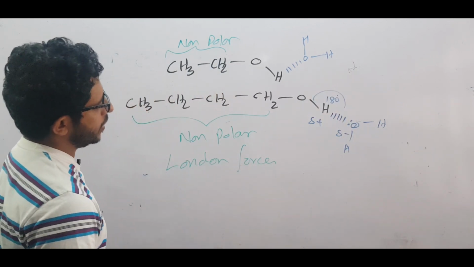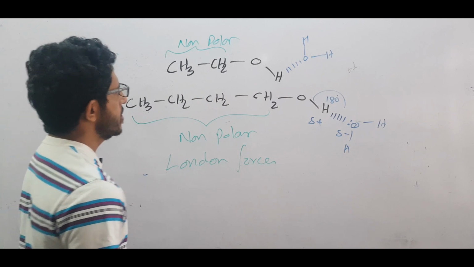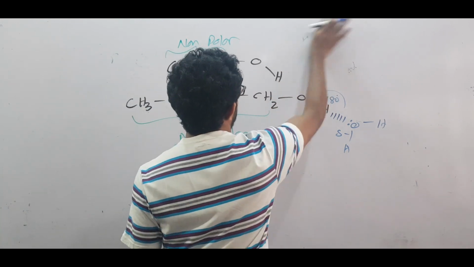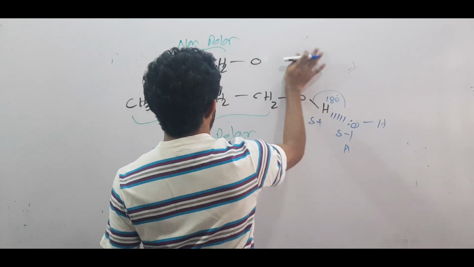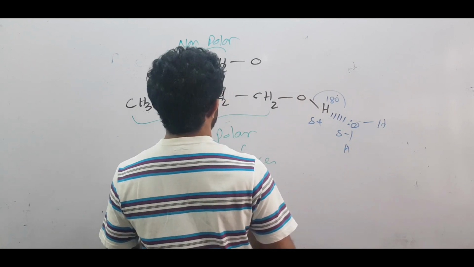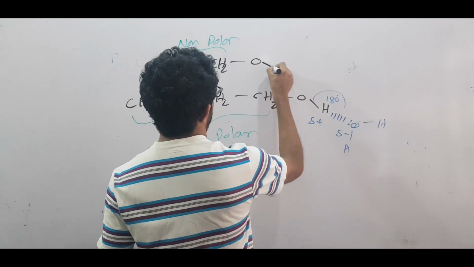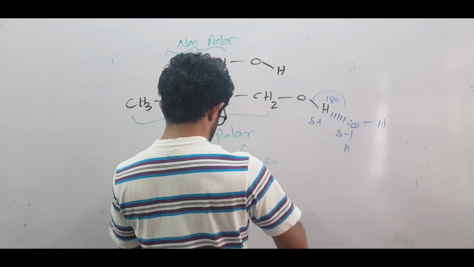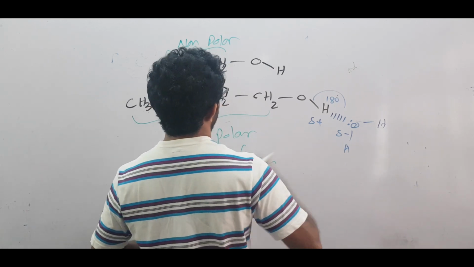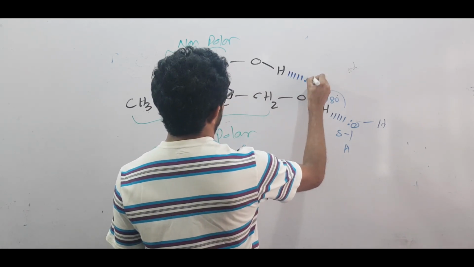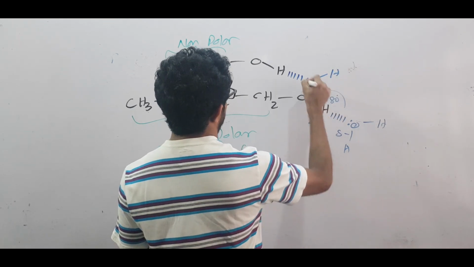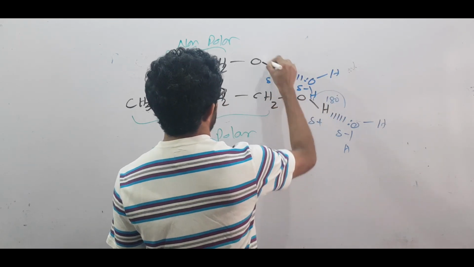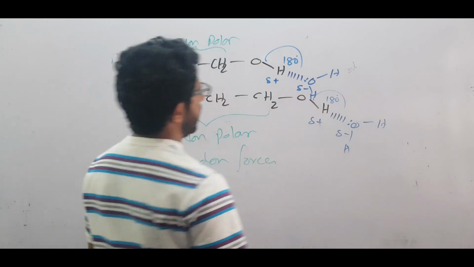Very commonly they ask us to draw this as well. Here also, 180 should be there. I'll draw this one in the opposite direction here. If I draw it here the same way, delta negative, delta positive, 180 degree.